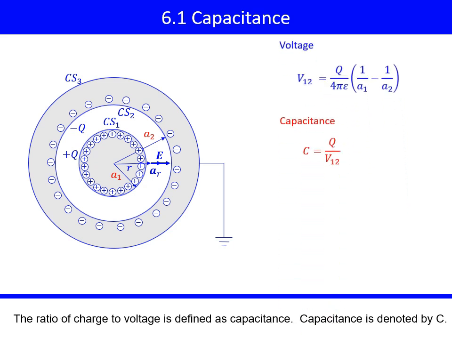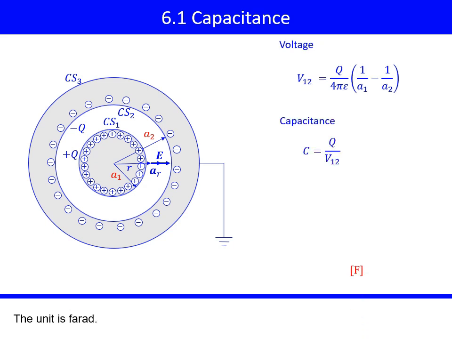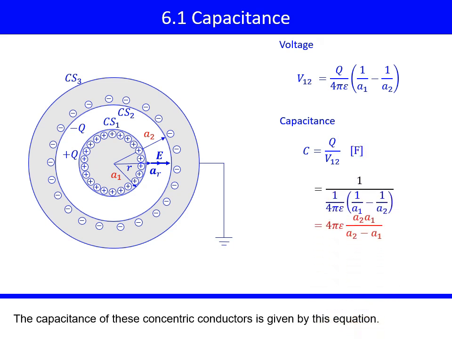The ratio of charge to voltage is defined as capacitance. Capacitance is denoted by C. The unit is farad. The capacitance of these concentric conductors is given by this equation.